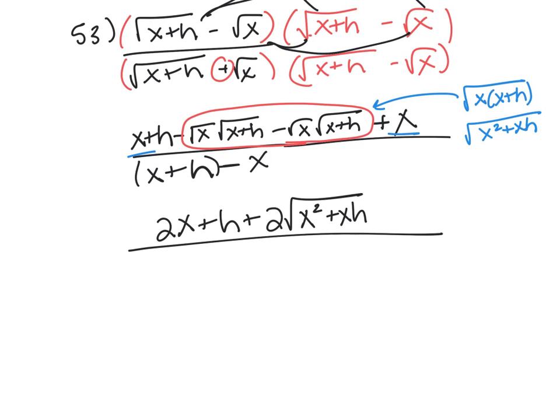It doesn't look pretty, but that's what you get, and that is perfectly fine. It's fully simplified. And then on the bottom, we just have to simplify this out. Notice we have an x and a negative x, so those go away, and we are just left with an h.